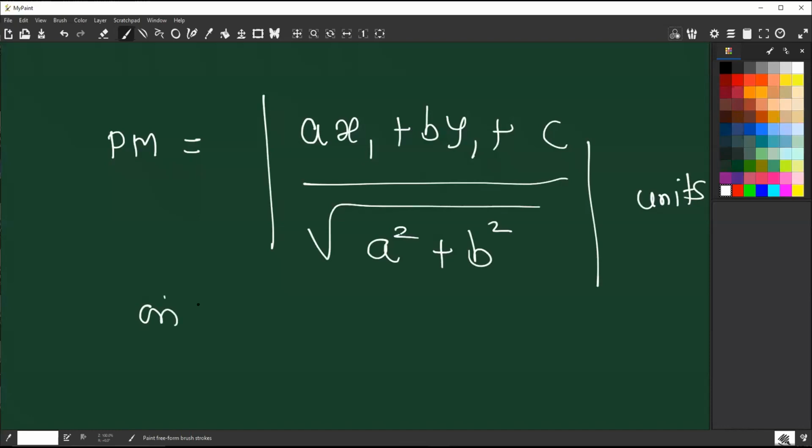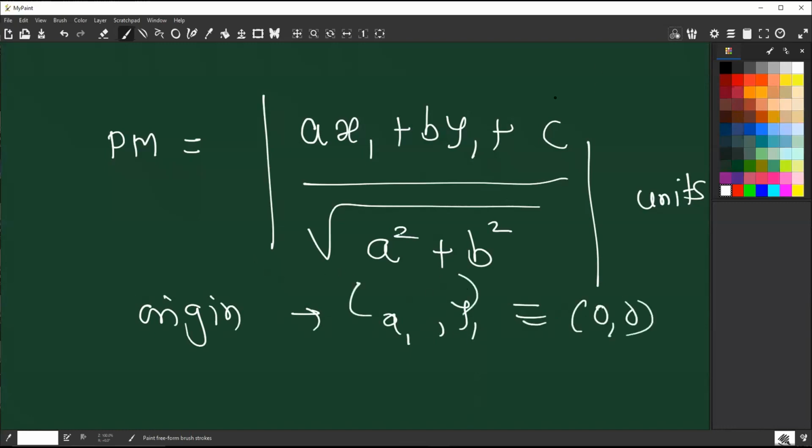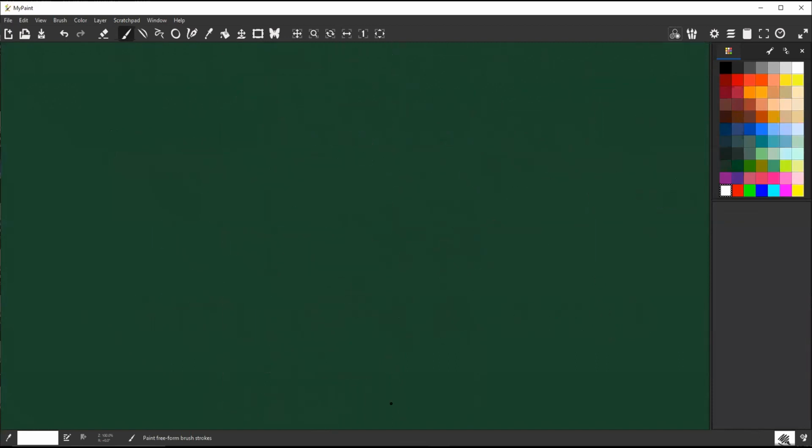अगर ये origin से है, तो मेरा x1 and y1 will both be 0, 0, correct? So the formula will become only mod of c upon the root of a square plus b square. तो अलग से करने की जरूरत नहीं. मेरा x1 and y1 0, 0 होगा. Correct? So this will be the length of the perpendicular from the origin on any line ax plus by plus c is equal to 0.